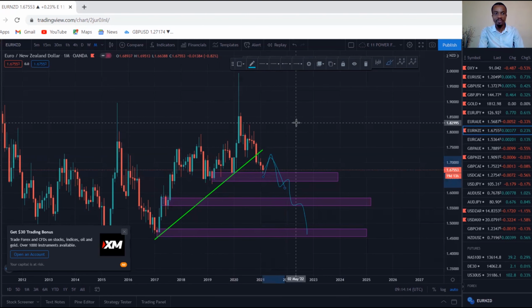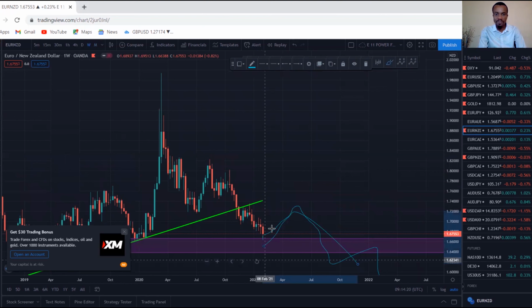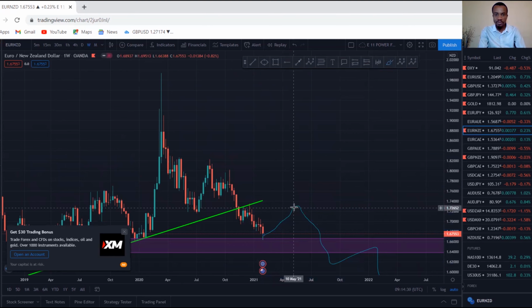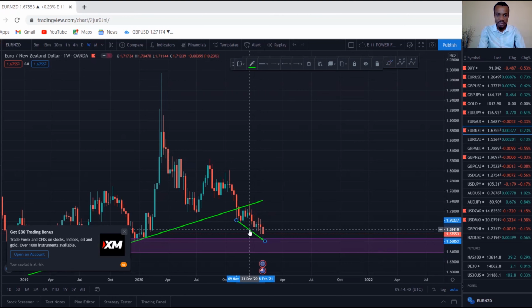Okay, so now let's take a look at a weekly time frame. From the weekly time frame, we still anticipate that price might decide to go to the downside. But also there's something forming here. Price is moving within this channel around this area. So price is moving within this channel here.